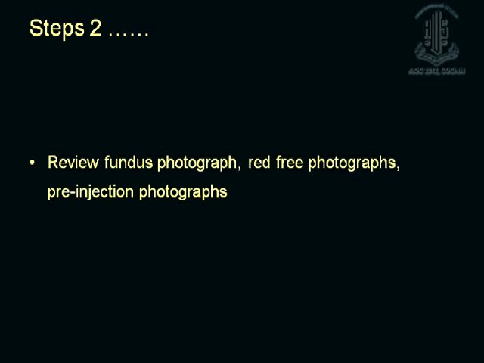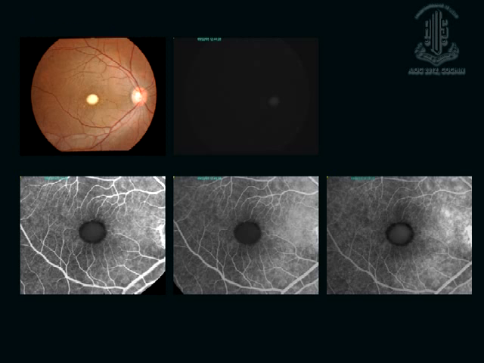Whereas pre-injection photographs are taken with the filters in place before you inject the dye. Pre-injection pictures should normally be totally dark. You should not be seeing anything in pre-injection photographs. And why you should look at pre-injection photographs is highlighted in this case.